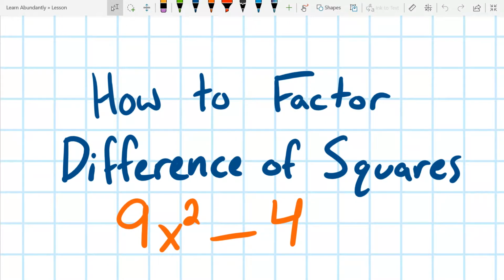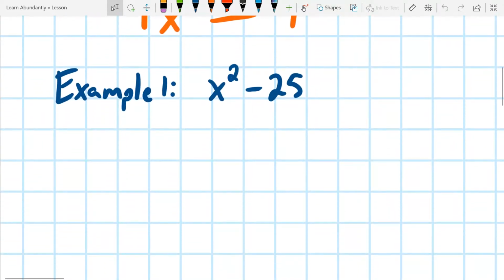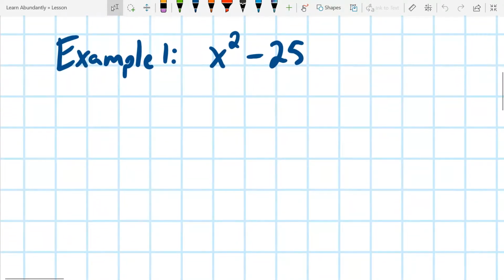Today we're going to learn how to factor difference of squares. Let's go ahead and get started with a pretty basic example. We have x squared minus 25. Now, up until this point, we might have seen factoring a little bit differently, where we have three terms, but there's no middle term.